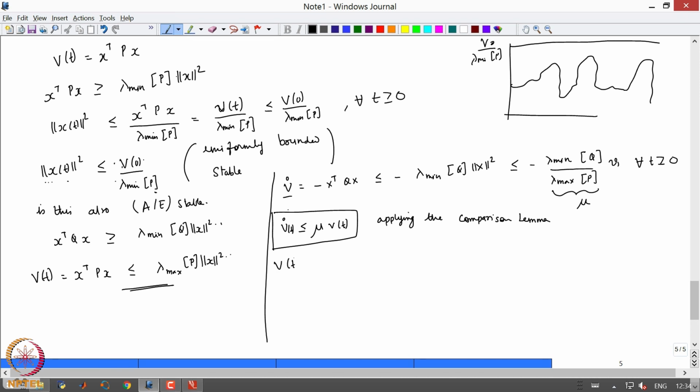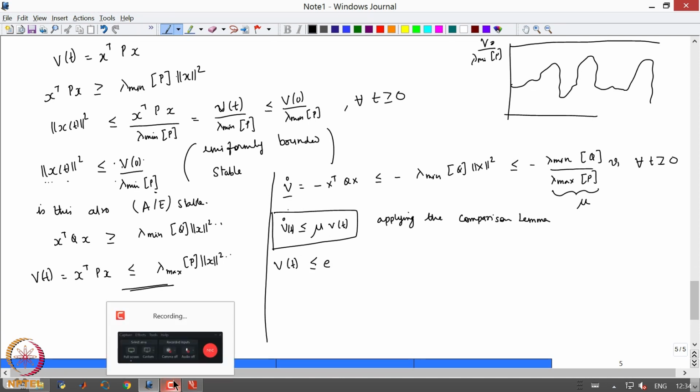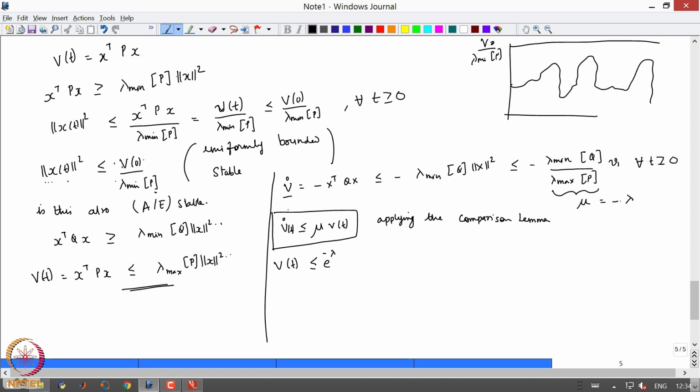This V of t is now less than or equal to e power minus lambda t times V of 0, for all times t greater than or equal to 0. Let us say for simplicity t naught is just 0. Let me just say that this mu is actually minus lambda. So, this lambda is lambda min of Q over lambda max of P.